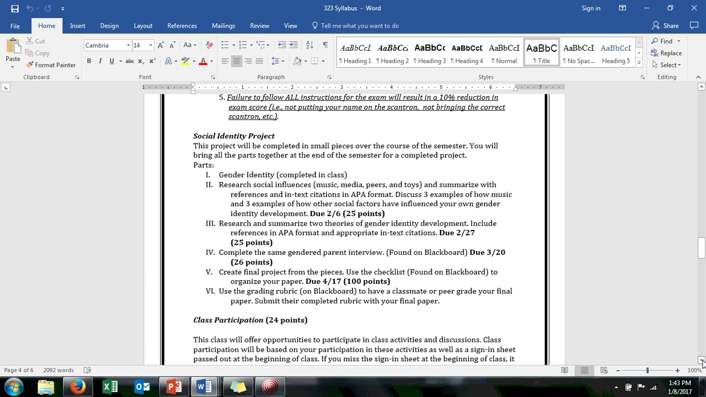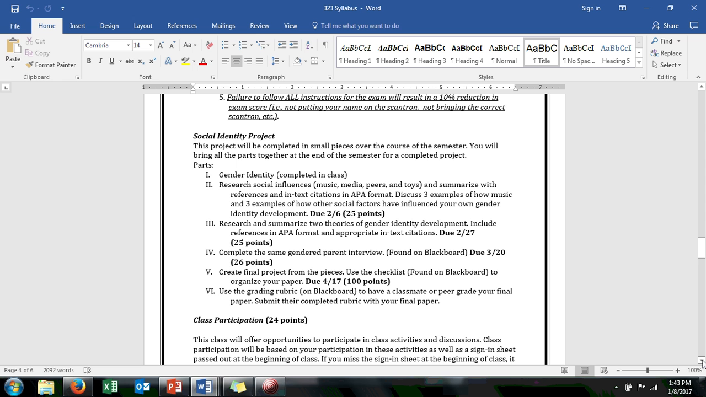The second part will be a little research. I'm going to call it an essay, not exactly a paper. And it will be looking at social influences on gender identity. And so you'll be looking at research about these social influences, as well as looking at 3 examples from your own life with music, and 3 examples of other social factors on how they influenced your own gender identity.